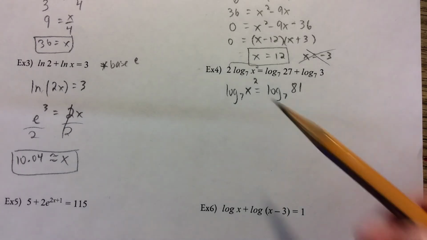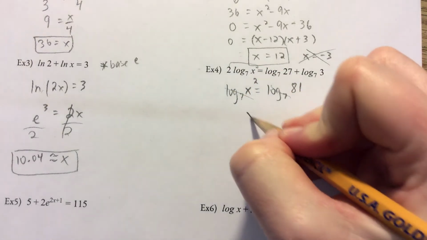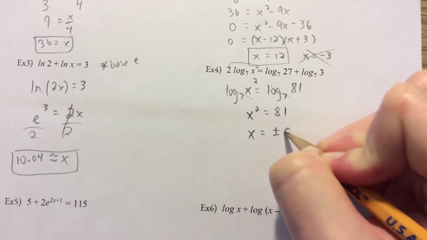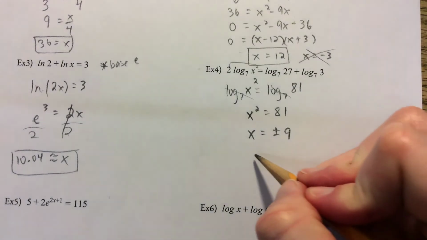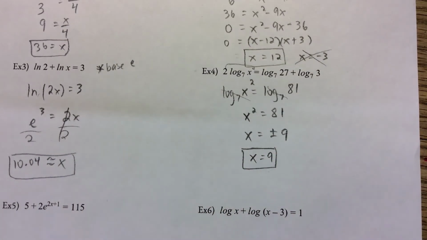So now at this point I have two logs that are the same. We have the same base, so those can just drop off. I have x squared equals 81, which means x equals positive and negative 9. But since negatives are not in the domain of log functions, we're going to have x equals 9 as our only solution there.